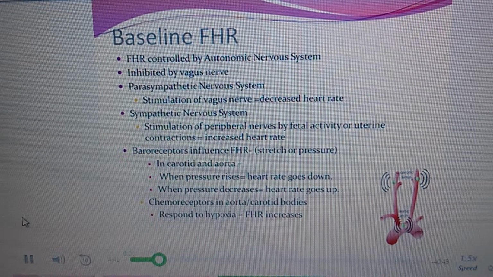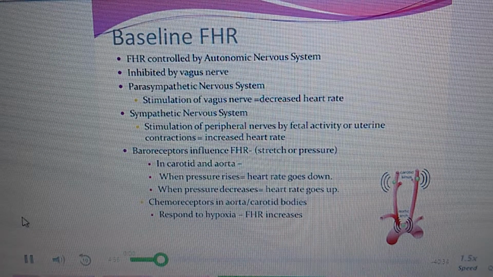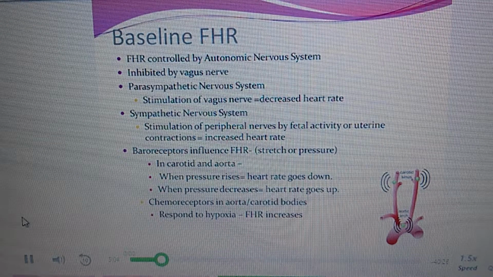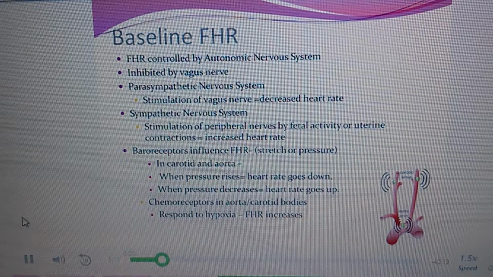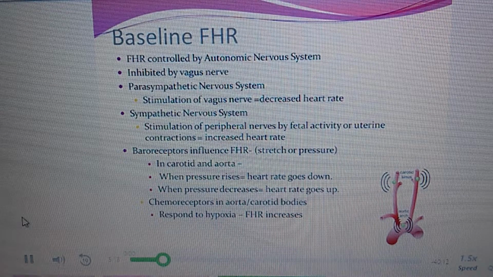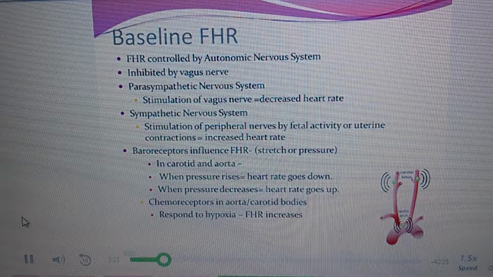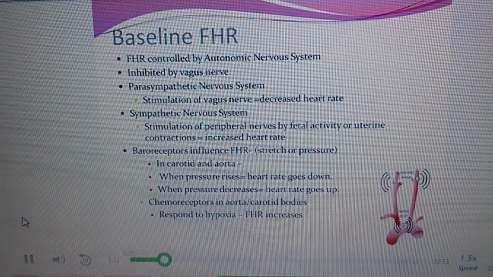So you have the two, parasympathetic and sympathetic nervous system, those two components working together to provide you with a reading of what that baby's heartbeat is doing. When you have a stimulation in the vagus nerve, the parasympathetic, you have a slowing that occurs in the heart rate. When you have that sympathetic nervous system taking over, that stimulates activity through the peripheral nerves, and contractions will occur, causing an increase in the fetal heart rate. So the parasympathetic slows the heart rate, and the sympathetic nervous system increases the heart rate. So you have that push and pull of the heart rate that goes up and goes down.